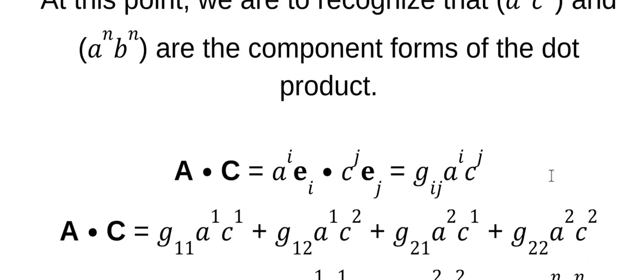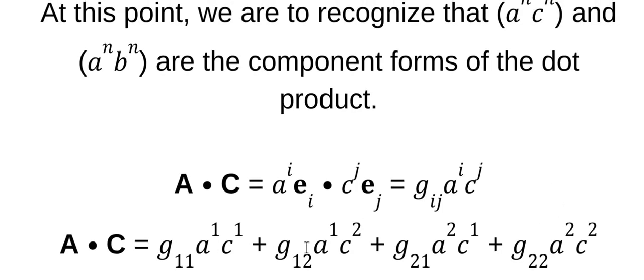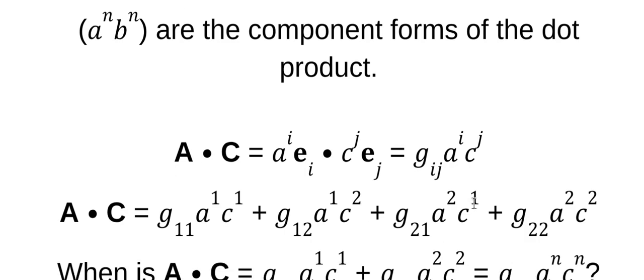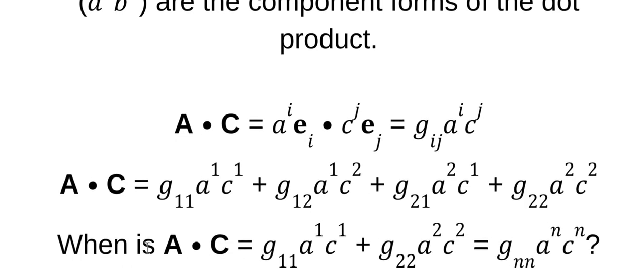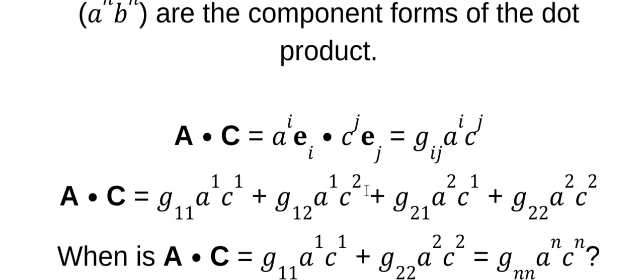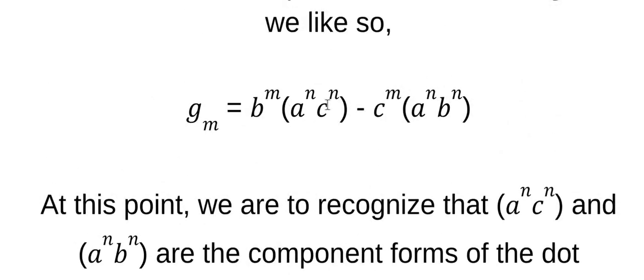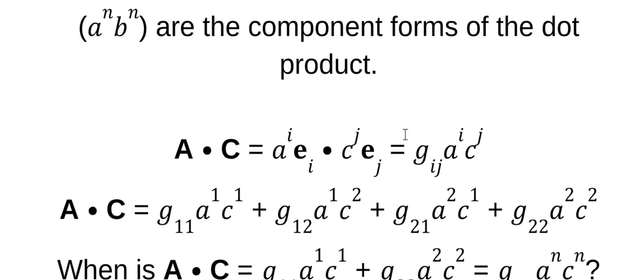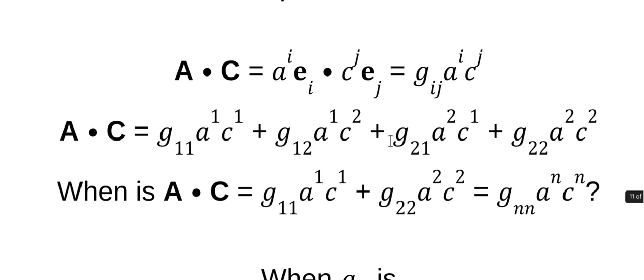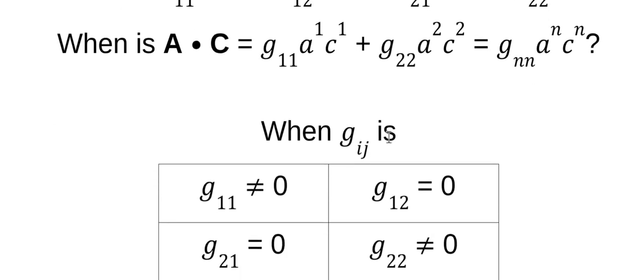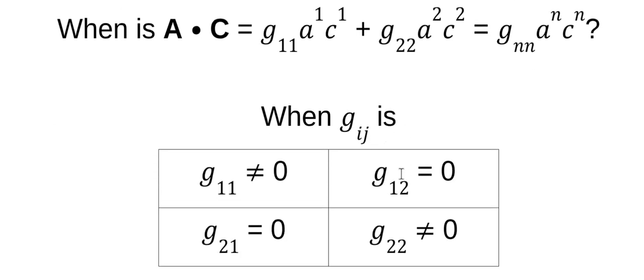Okay, let's expand that in 2 dimensions. So we get this expression. Now, in order to make this work, when would A dot C just equal this term and this term? In other words, G_NN, A^N, C^N. That's what they're claiming here, A_N C_N. When would that be true? Well, that would be true when you have this condition, that the metric tensor is 0 off the diagonal.